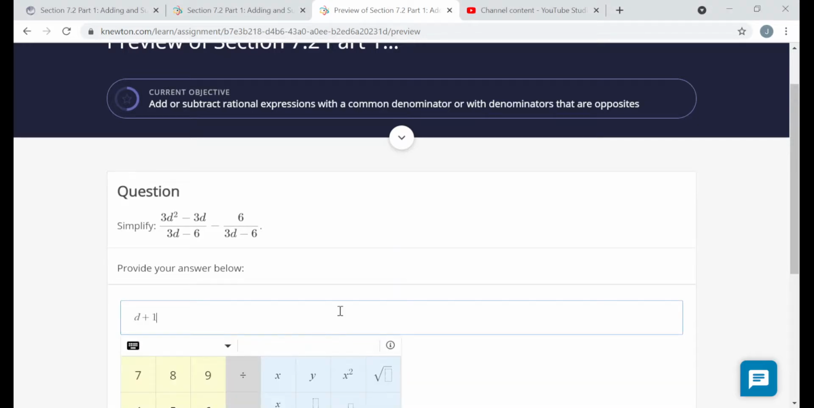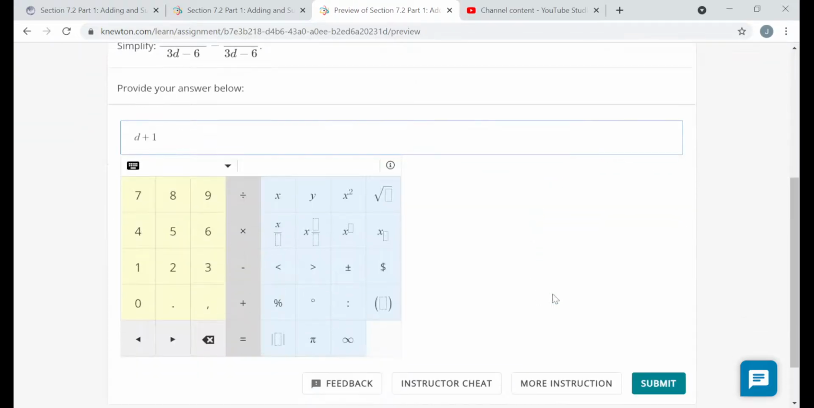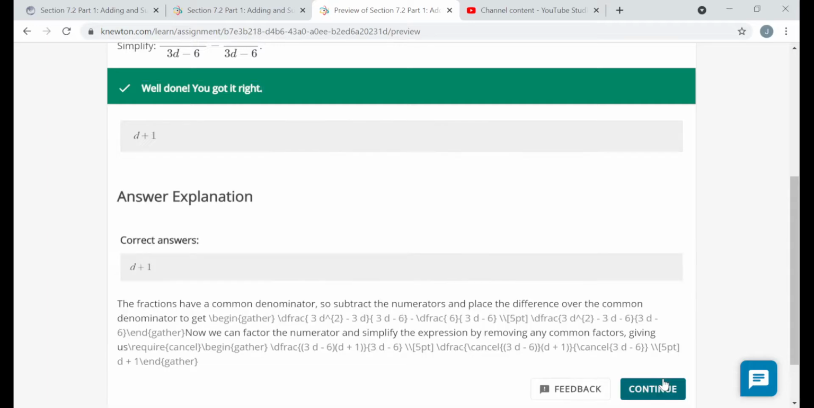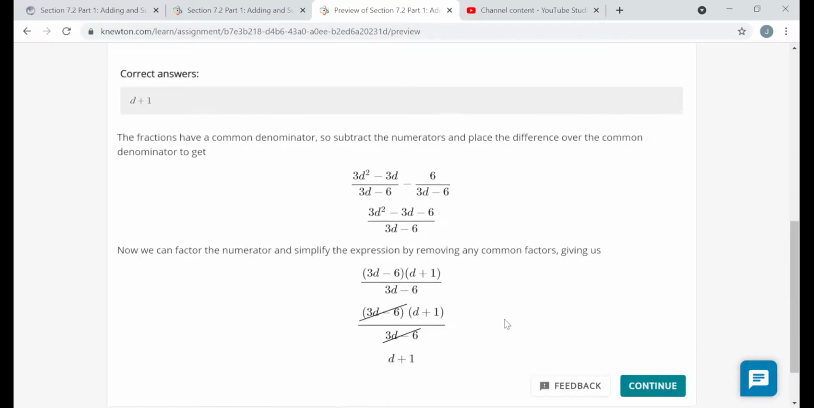And again, pay attention to the letters you're typing, right? Make sure it's the correct letter, not x plus 1, but d plus 1. And once again, read through your answer explanations.